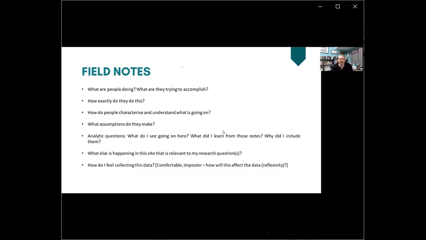And finally, how do I feel collecting this data? The role of you as a researcher, the emotions involved, is also quite important because that changes how objectively you treat the observation and the data and ultimately the analysis. So are you comfortable with this? Do you feel like an imposter because you've lied to somebody? And is that going to affect the data in any particular way?